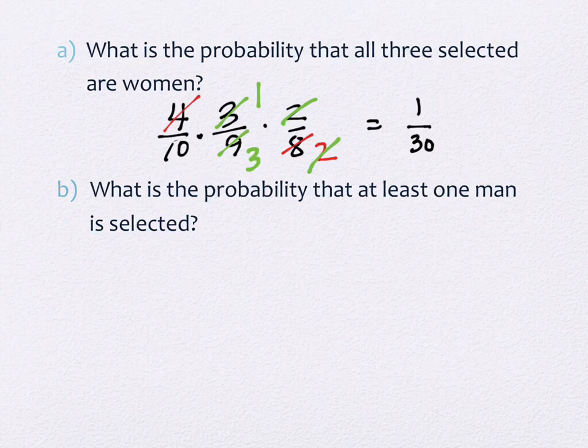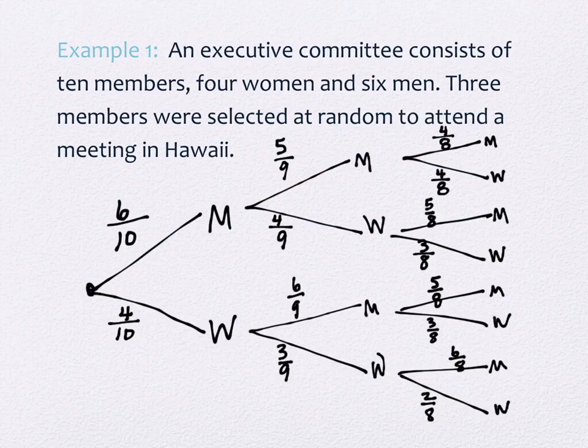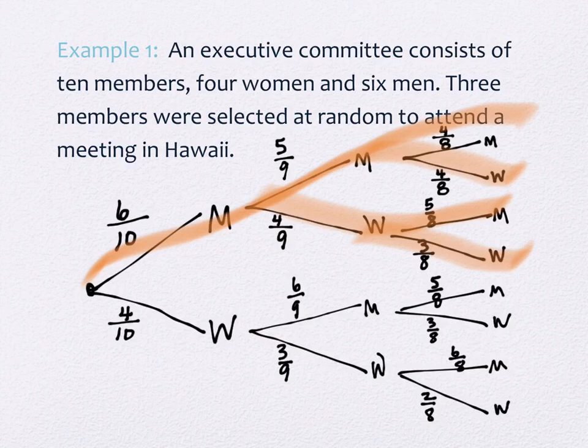And mostly that's happening, of course, because there's more men's names in the bucket, right? Now, on part B, it wants to know what's the probability that at least 1 man is selected. So let's actually look back at our tree diagram. What it's actually asking me for is every branch where I have at least 1 man selected. Well, that's this branch, and this one, and this one, and this one, and this one, and this one, and this one, and this one. It's everything that I didn't already do, right? Every branch that was not already the red one along the bottom.